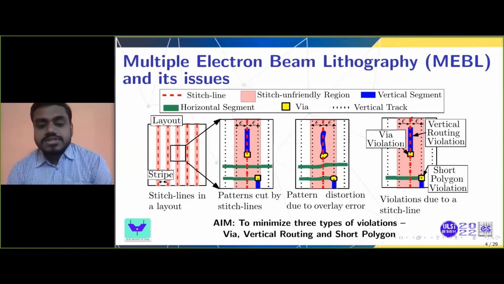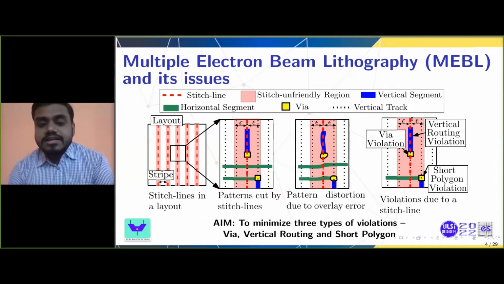In MEBL, thousands or millions of electron beams are used in parallel to write the patterns on the layout. The layout is split into vertical stripes, and the stripe boundaries are called stitch lines. Each stripe is written by different electron beams or in different writing passes. Although this technique has massive parallel exposure, the patterns near the stitch line suffer from overlay error because there is a deflection limitation between each adjacent beam. This overlay error causes pattern distortion as shown here.